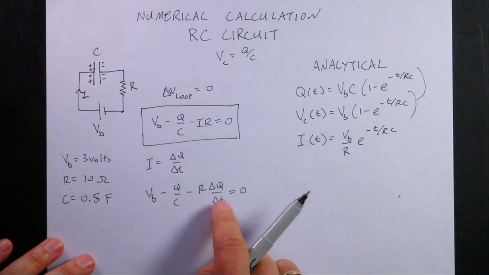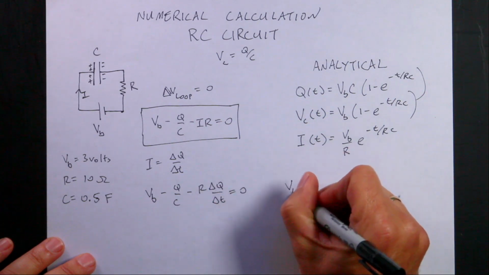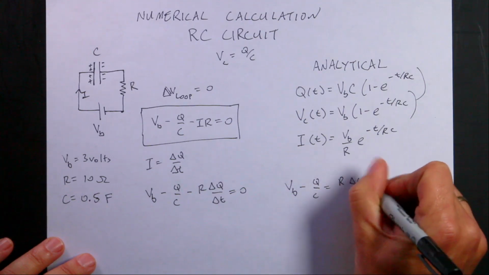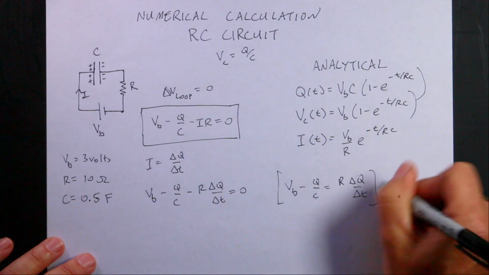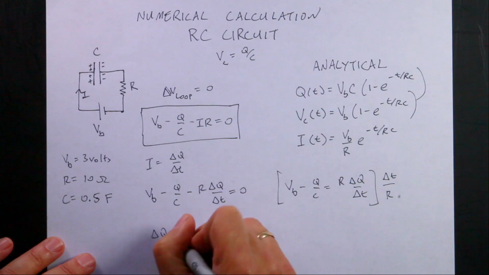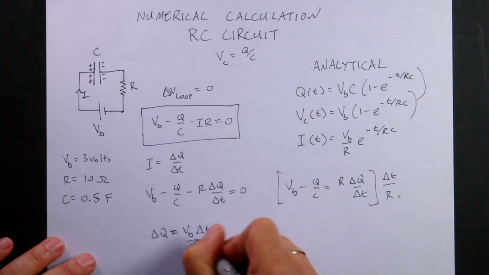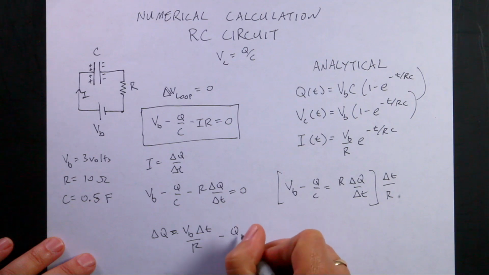So what I want to do is solve this equation for delta Q. Let's add R delta Q over delta T to both sides. I get VB minus Q over C equals R delta Q over delta T. Now I can multiply both sides of the equation by delta T over R, and I get delta Q equals VB delta T over R minus Q delta T over RC.